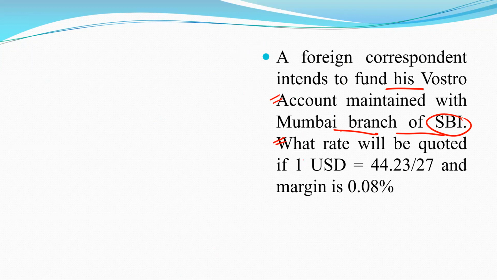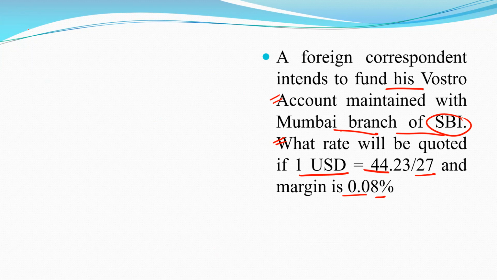What rate will be quoted if 1 USD is equal to 44.2327 and margin is 0.08%? Clear? So here you will be able to understand what rate you will apply.